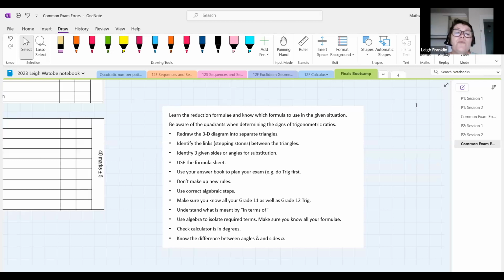Redraw a 3D diagram into separate triangles. Identify the links between the triangles. Identify 3 given sides or angles for substitution. Use your formula sheet. Another thing that when we say use your formula sheet, so often when we mark trials exams, you've been given the compound angle formulae, you've been given the double angle formulae, and then they are copied incorrectly because somebody just didn't bother to look at the formula sheet correctly. So just be careful about that. And then the rest of it is all pretty much the same.